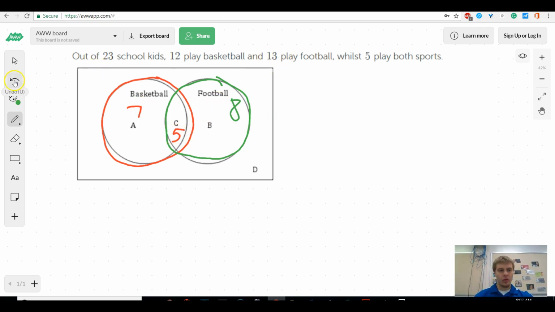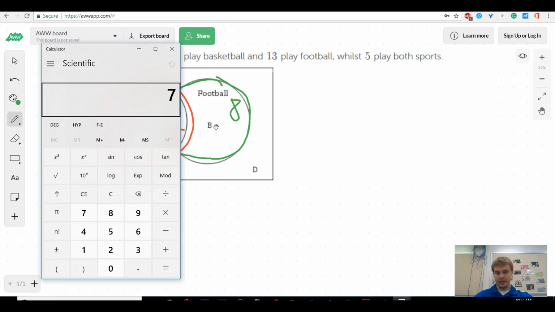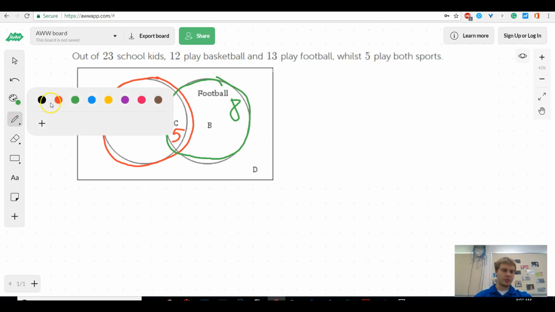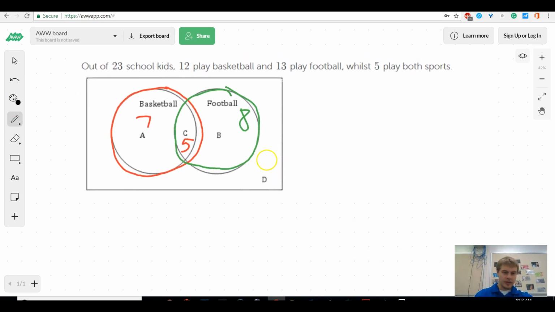Now we had a total of 23 kids, so all of this should add up to be 23. We'll say 7 plus 5 plus 8 is 20. So we're short. If we're short, that means what we're short should be the extra kids that don't play either football or basketball. So 3 kids don't play either of these sports. Let's try to do a whole bunch of probabilities. Okay, so let's find the probability of A.